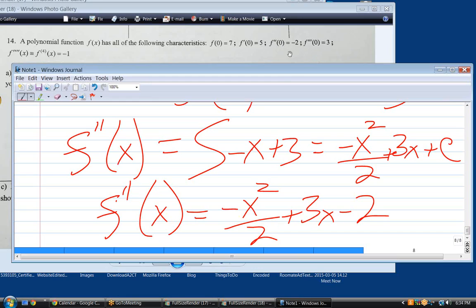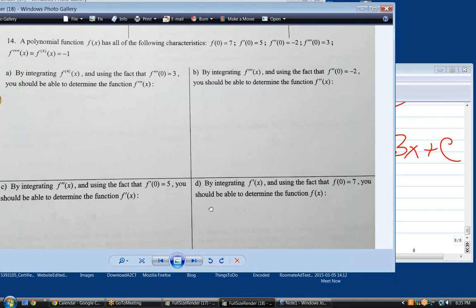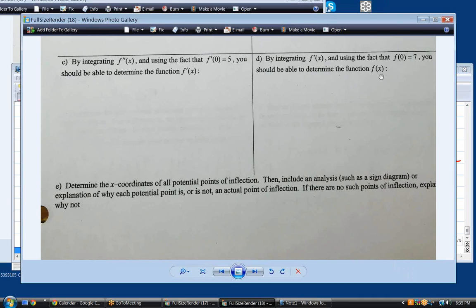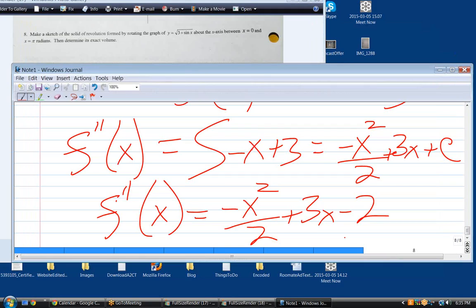Go back, figure out the first derivative using this logic, and then the function using this logic. Each step produces a c, which you can calculate using these conditions up here. You with me? Yes. Okay. You good to go on that problem? Because I think that whole problem is probably just doing that all the way down. Yeah. In other words, getting to D, you end up finding what f of x is. Right. All right.